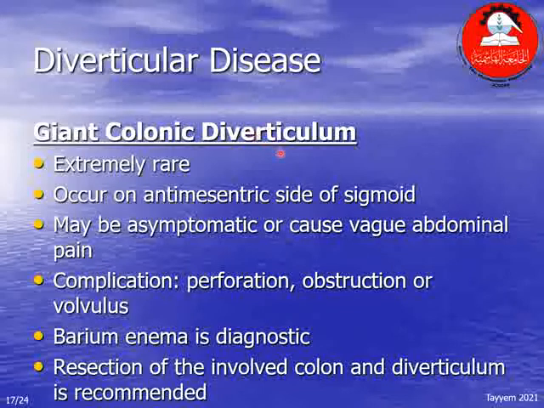Giant colonic diverticulum is an extremely rare condition, and the diverticulum is usually on the antemesenteric border of the sigmoid. Commonly it is asymptomatic, but it might cause vague abdominal pain. Complications include perforation, obstruction, or volvulus. Barium enema is diagnostic, and resection of the affected part of the bowel is curative.